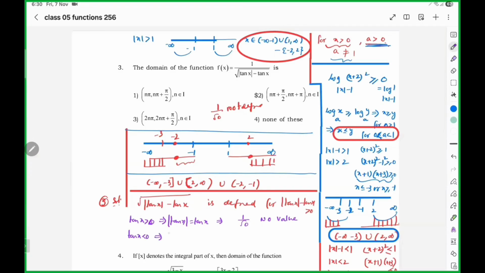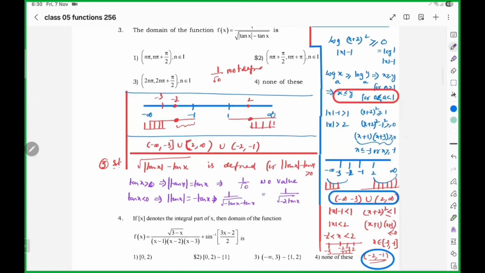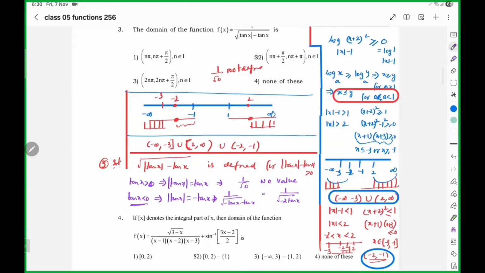If tan x is negative, mod tan x will be minus tan x, which implies the function is 1 by root of minus tan x minus tan x, which is 1 by root of minus 2 tan x. So when tan x is negative, minus 2 tan x will obviously be positive, so it is defined.